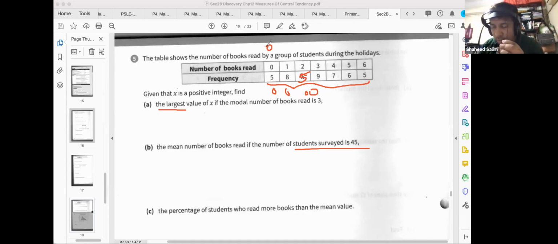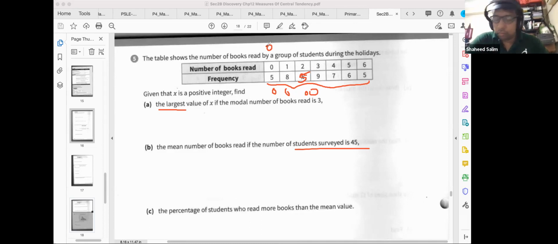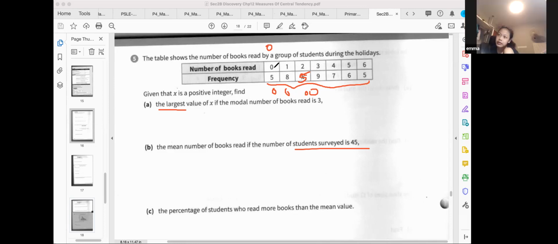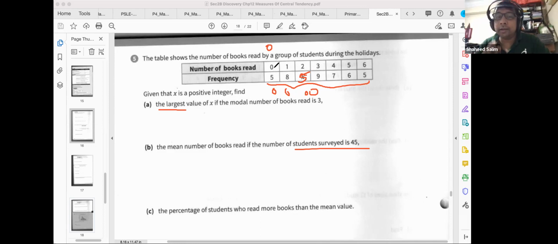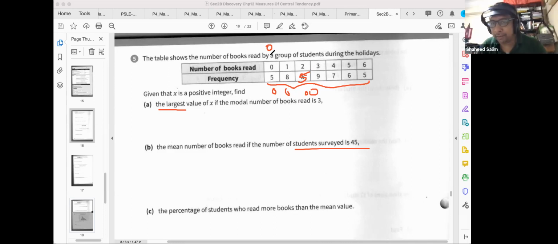What's your total value? If you found it, tell me, okay? 138. Okay. For the number of students reading 0 books, what's your value? 5 cannot be, there's 0. 5. 133. Yes, 133, divided by 5. Okay, well done.